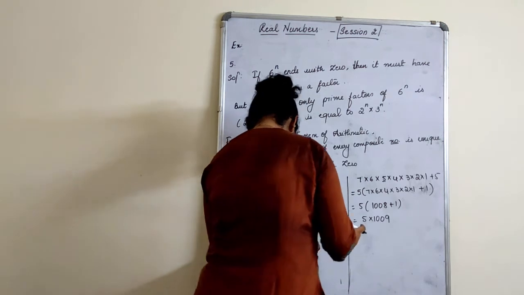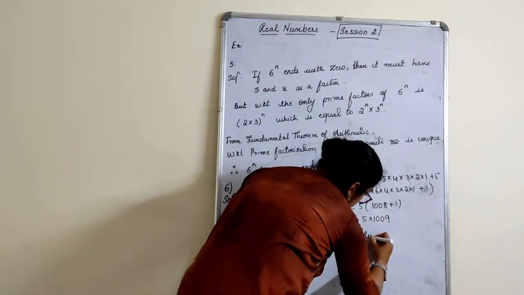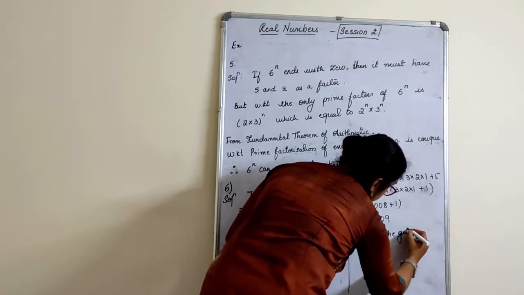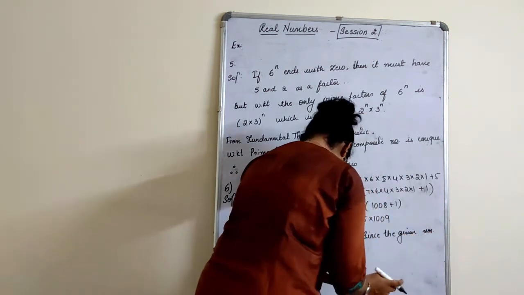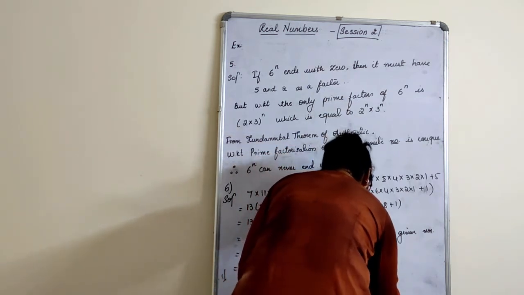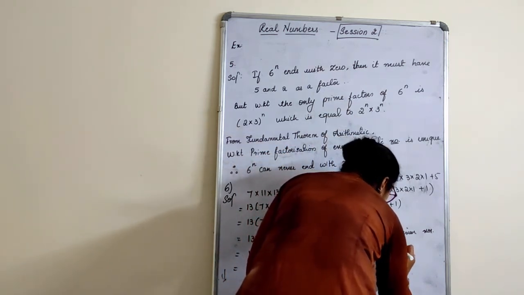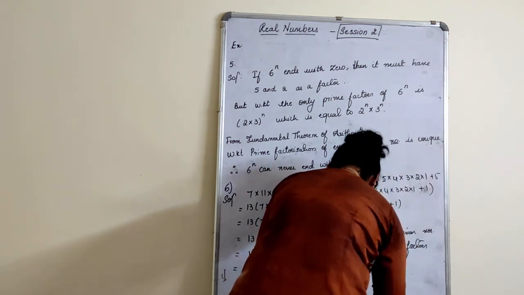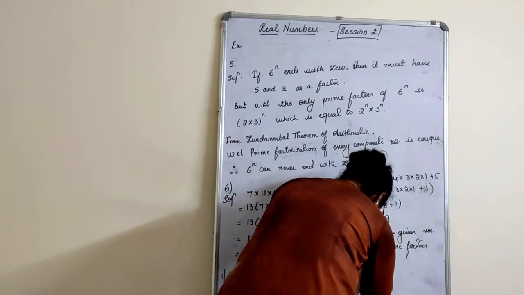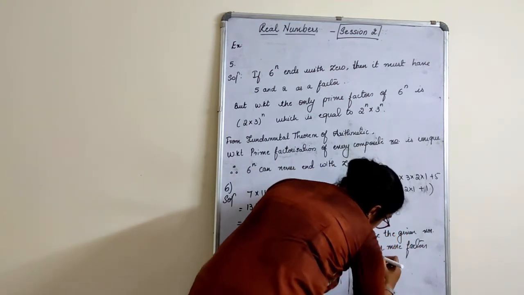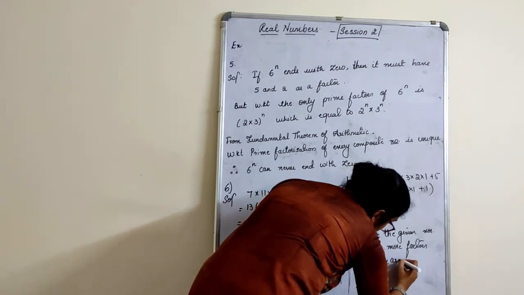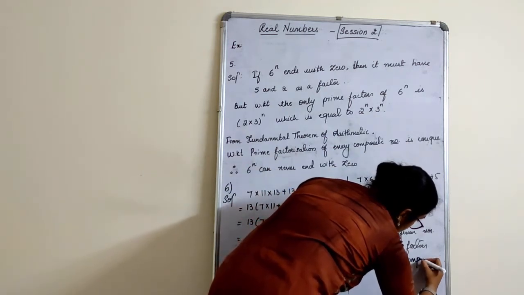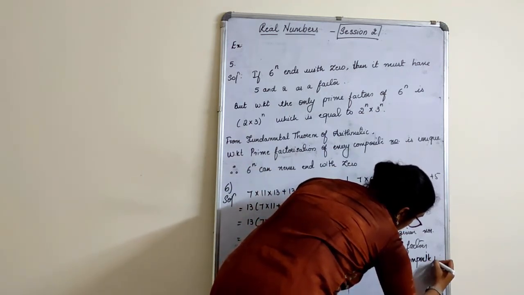Therefore, since the given numbers have 2 or more factors, hence they are composite. What they have asked? Hence they are composite numbers.